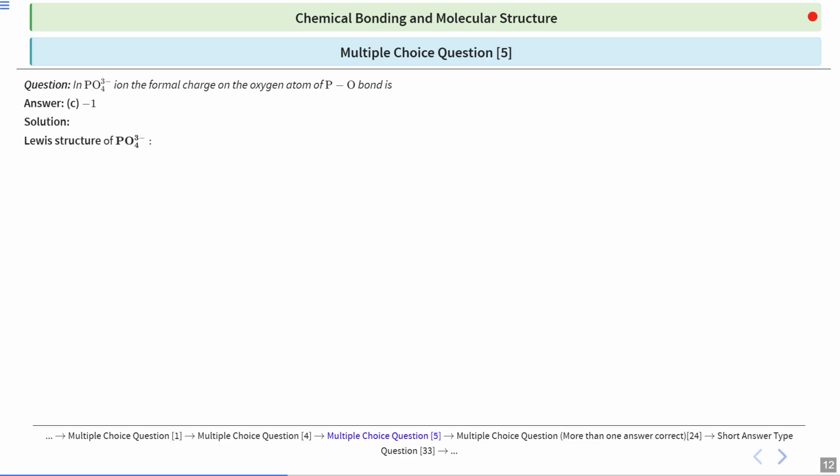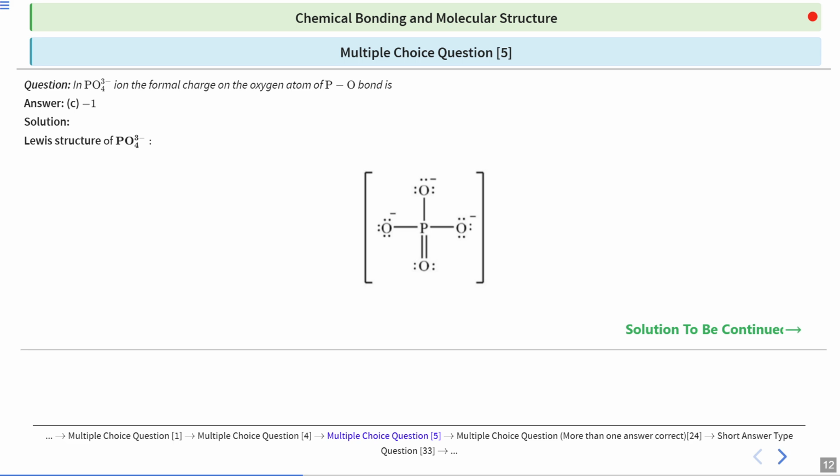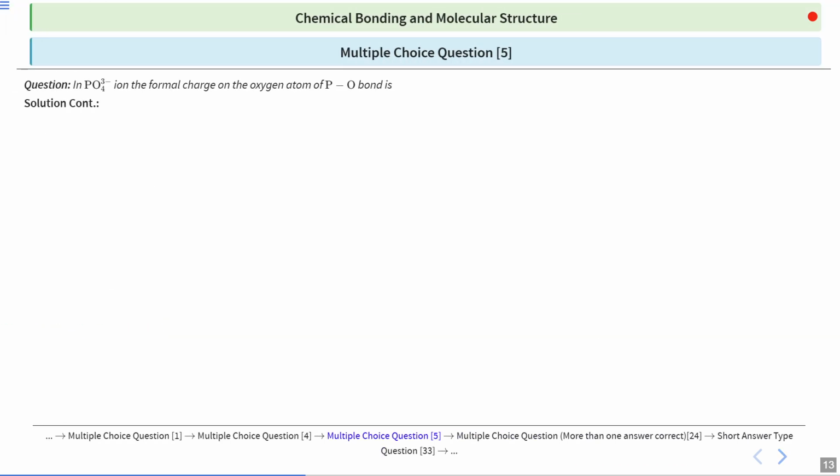For that, let us look at the structure of PO4 3-. If you look here at the structure of PO4 3-, then 2 kinds of bonds are possible between phosphorus and oxygen. And what are those 2 kinds? So the 2 kinds are single bonded O and double bonded O.